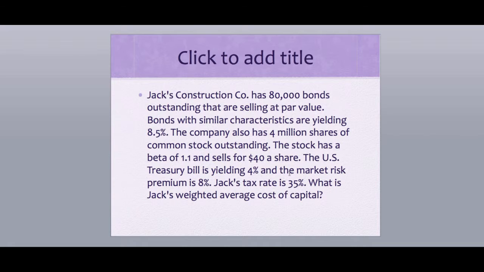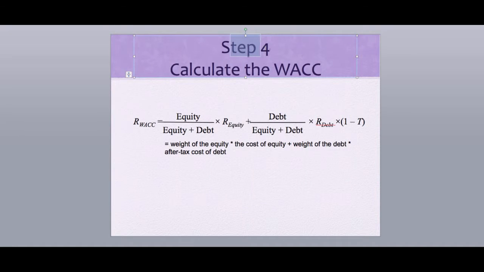First of all, you need to write down the formula of the WACC on your formula sheet. It's a good idea to have a formula sheet, so you don't need to look through the books to find the formula during the time-limited exam. The WACC formula is listed here in the slides. We need to find the weight of the equity, the cost of the equity, the weight of the debt, and the after-tax cost of the debt.